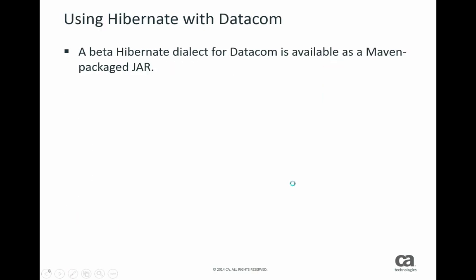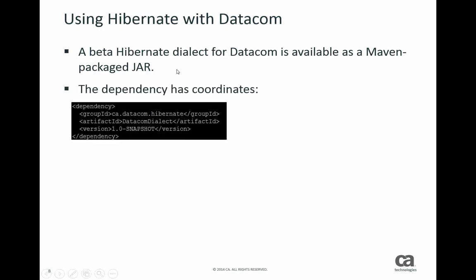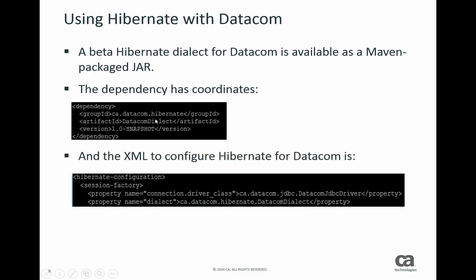Can you do this with Datacom? Definitely. The server provides a JDBC interface to Datacom, so with the JDBC driver for Datacom and a Hibernate dialect, which we have a beta version of as a Maven package jar, you can jump right in. A developer would recognize these coordinates as the way to import the dialect into a Maven project. And then the XML configuration is just a couple of lines. You just tell Hibernate that you have a Datacom JDBC driver here and a Datacom dialect.